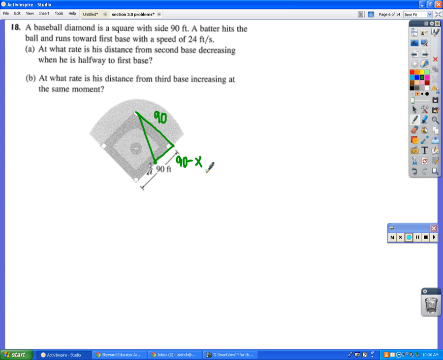What letter do you want for this? Y. Okay, so we're trying to find dy/dt, okay? I don't care what letter you use there. So we know that 90 squared plus (90 minus x) squared is going to equal y squared, correct? Yeah. Okay, so we're not going to put in 45 because then we would just get 0. We're going to take the derivative, okay?